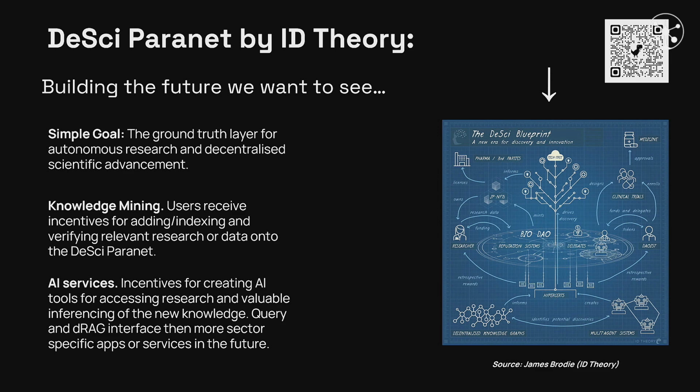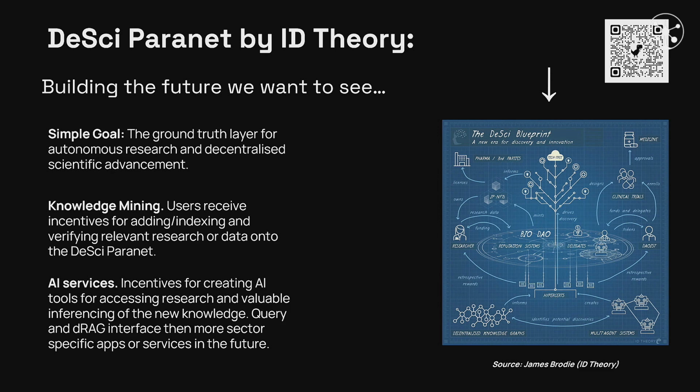So the simple goal is to establish the ground truth for autonomous research and decentralized scientific advancement. Sounds pretty easy. Might take us a little bit of time to get there, and we'll get to timelines in a second. What we're setting up is a framework for knowledge mining on science-specific research, where users can receive incentives for adding, indexing, and verifying relevant scientific data on the DeSci paranet. And in the future, there will also be incentives for creating AI tools for accessing the research and value inferencing of the new knowledge.